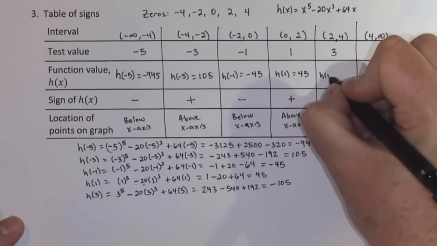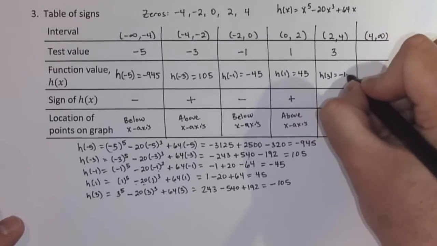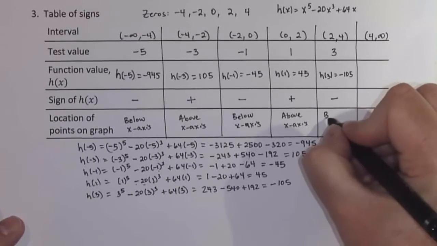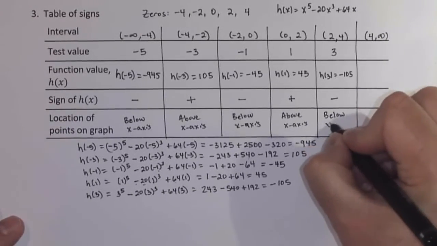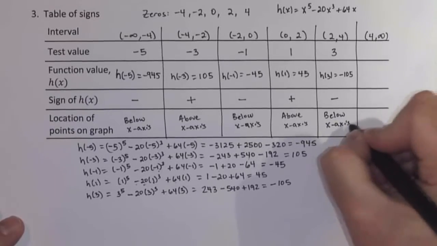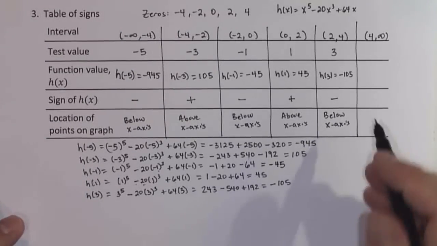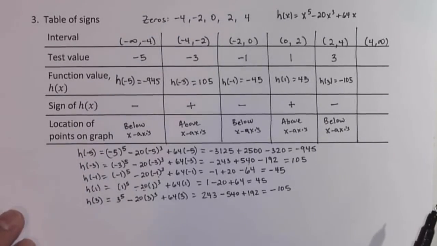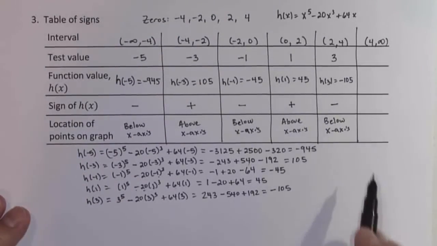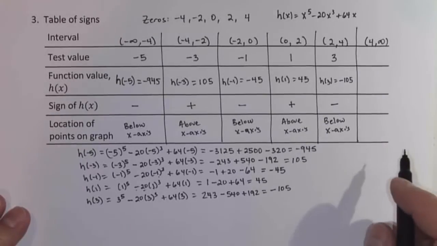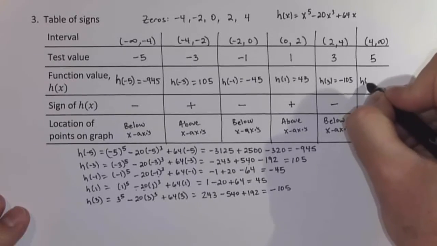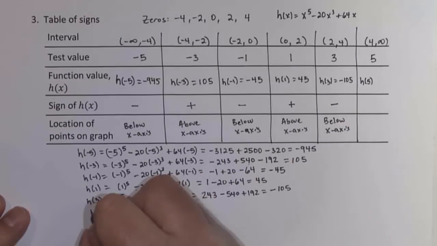So h of 3 equals negative 105, which is negative, which means we are going to be below the x-axis on that interval. In other words, the graph is going to be below the x-axis when x is between 2 and 4. Finally, our last interval, from 4 to infinity, we can choose a test value of, say, 5. So we need to find h of 5.